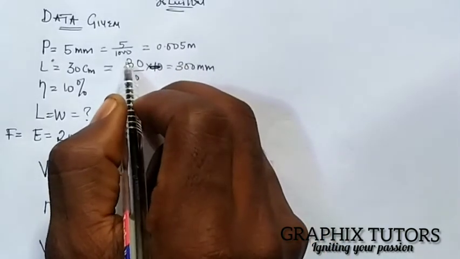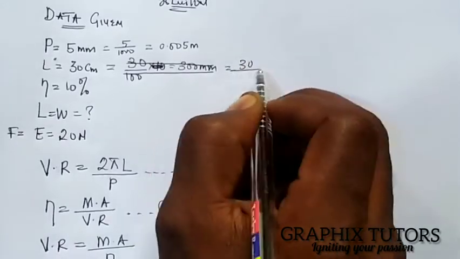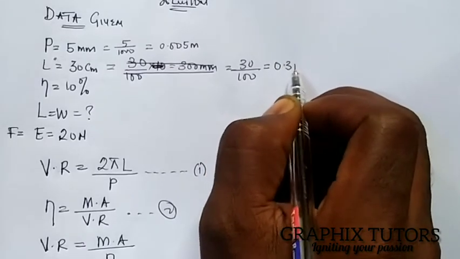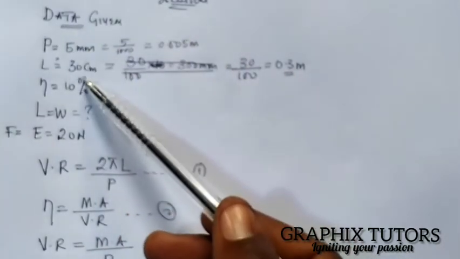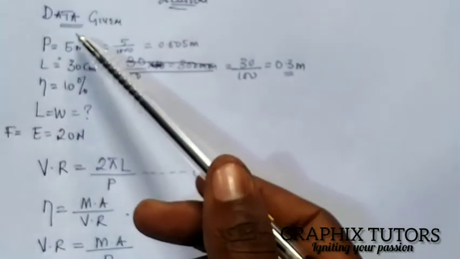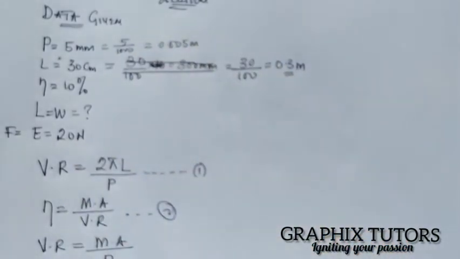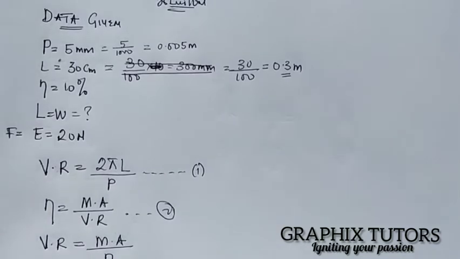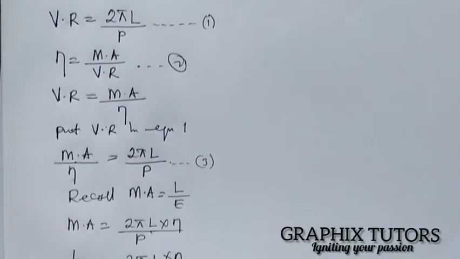So let me just put it here. I'll have 30 all over 100, which will give me 0.3 meter. So that is converting them into meters. I want them to be uniform. Either you convert both of them to centimeter, or to millimeter, or you convert both of them to meter. They must have the same unit, right? So we're moving forward. The pitch is 0.005 meters.